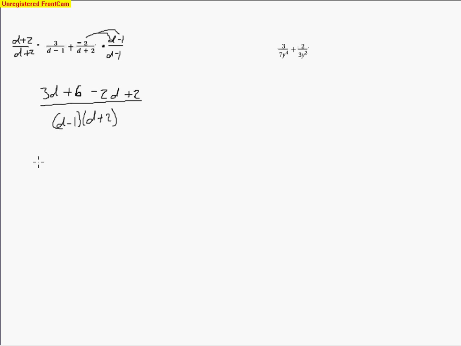3d minus 2d makes 1d. 6 plus 2 leaves me with 8. And so I have d plus 8 all over d minus 1 times d plus 2. And that's it. That's as far as I can really take the problem. There's no canceling that can occur because the factors are not the same.